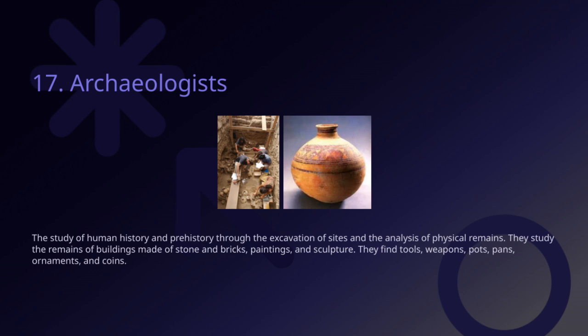They also find everyday objects that people used, such as tools, weapons, pots, pans, ornaments, and even coins. These items help us understand how people lived, worked, and interacted with their environment. By studying these remains, archaeologists piece together the story of humanity's development over thousands of years. Their work is crucial because it provides tangible evidence of our ancestors' lives, connecting us to our shared history and helping us see how civilization has evolved.